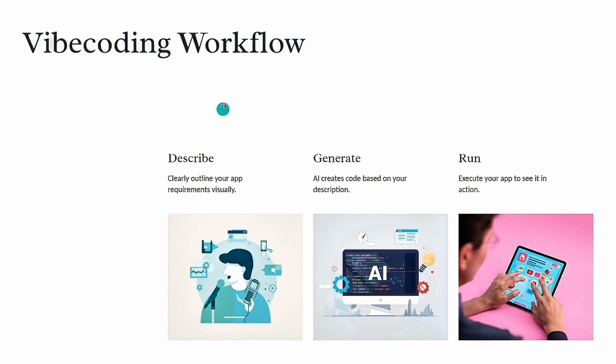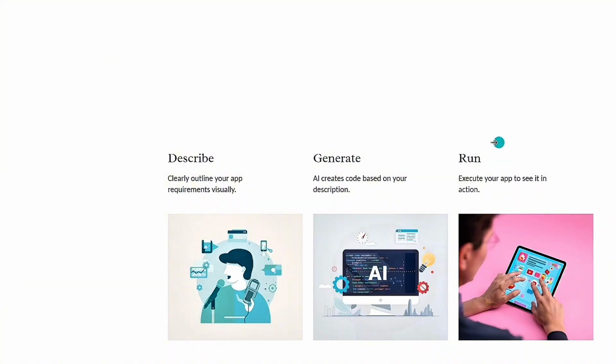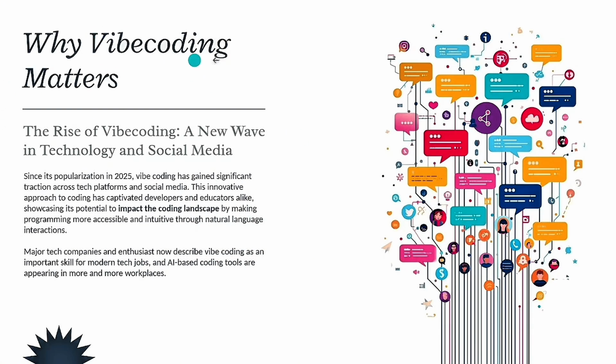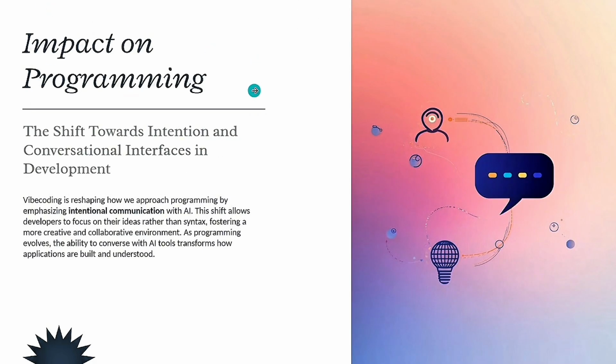You describe what you want, the AI generates code for you, and then you run it. I do not want to bore us with why vibe coding matters, so I'll be attaching the slides to this video. Let's just go straight to the important ones.